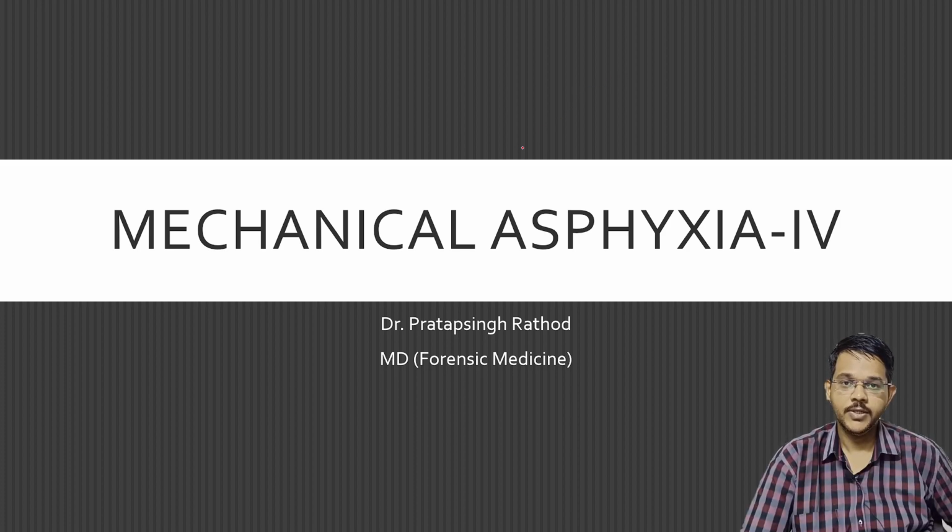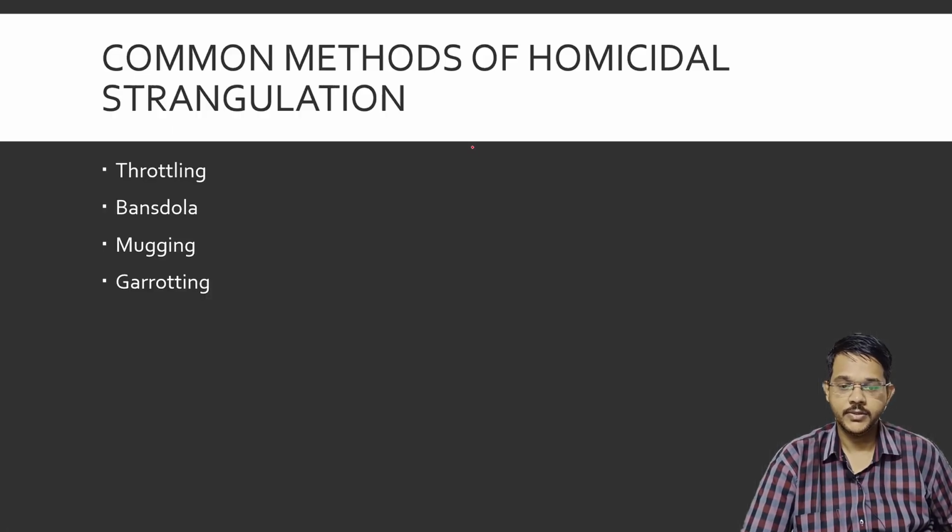In today's video, we will discuss common methods of homicidal strangulation. In the last video, we discussed strangulation. In this video, we will discuss other forms of homicidal strangulation: throttling, pansula, mugging and garroting.